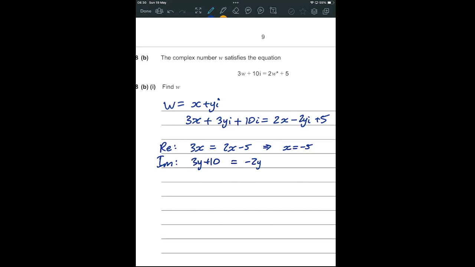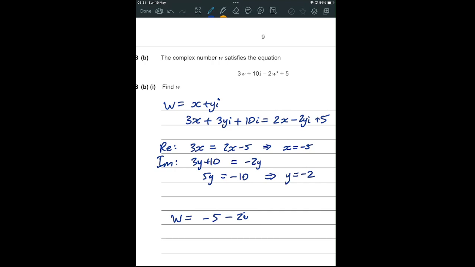Now this one requires just a tad more work. 5y equals -10. So y equals -2. Now I haven't answered the question. It wanted W. I made up some more letters, so I need to go back to W. And once again, because we've got these really clever calculators, we can check this very easily.